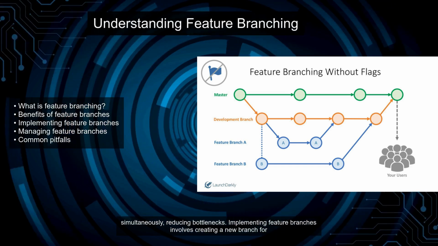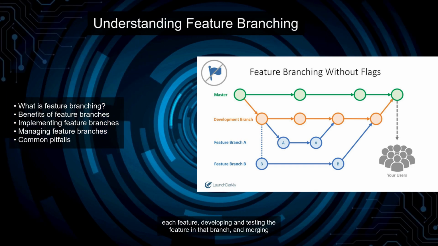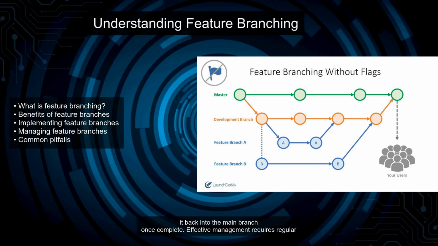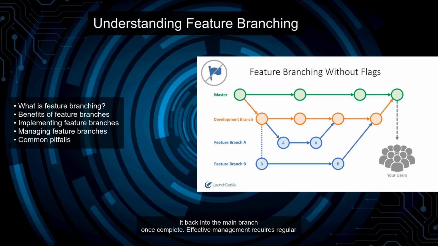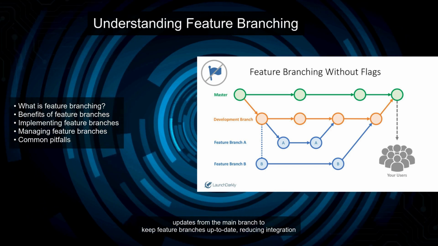Implementing feature branches involves creating a new branch for each feature, developing and testing the feature in that branch, and merging it back into the main branch once complete. Effective management requires regular updates from the main branch to keep feature branches up to date, reducing integration issues later.